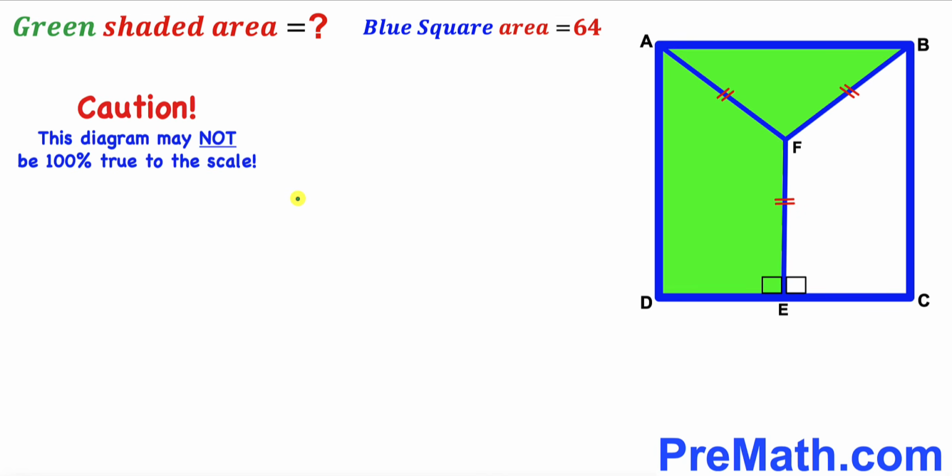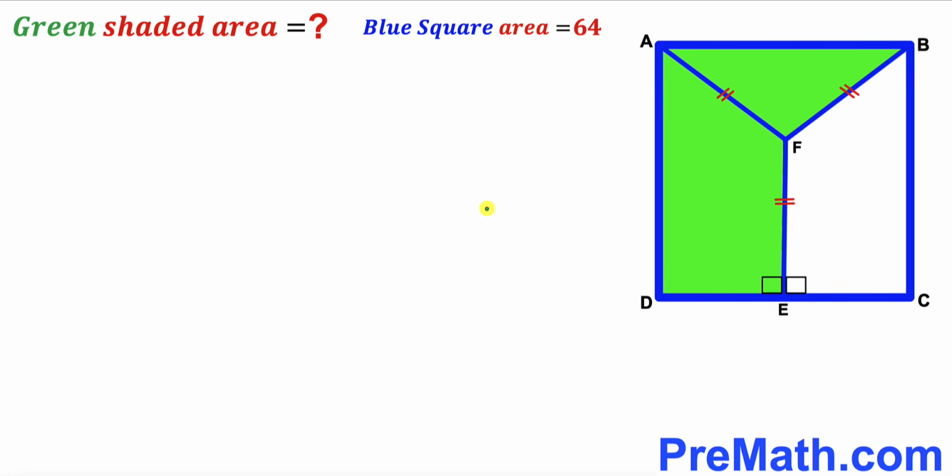Please keep in mind that this figure may not be 100% true to scale. Let's go ahead and get started, and here's our very first step. Let's focus once again on this blue square ABCD. Its area has been given to us as 64 square units. So therefore we could easily calculate the side length of this blue square.